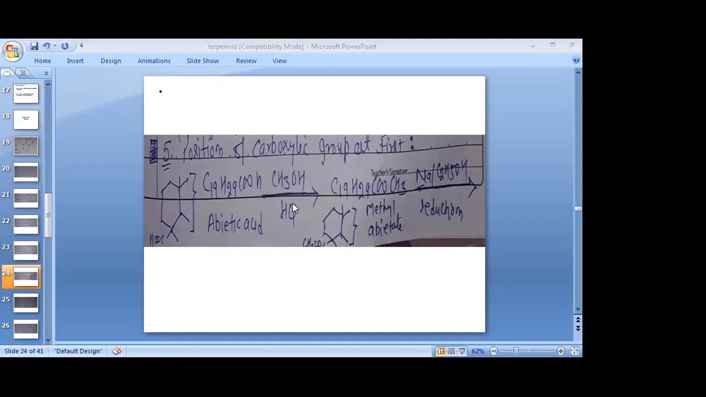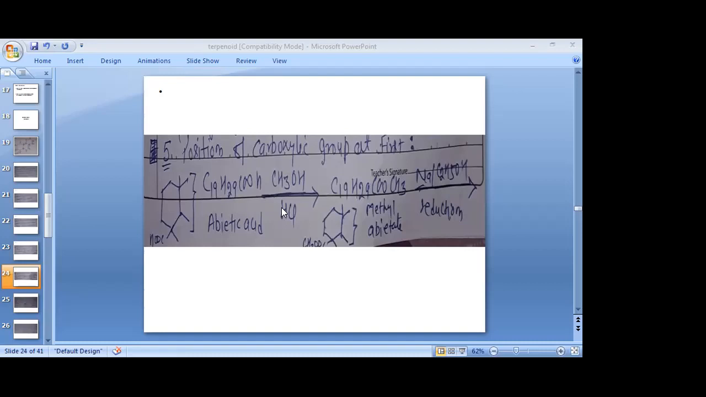First we need to react it with alcohol in the presence of HCl. Then it converts into methyl abietate. It means it converts into an ester: carboxylic acid reacts with alcohol and converts into ester. That reaction takes place in the presence of HCl, which means in the presence of a strong acid.